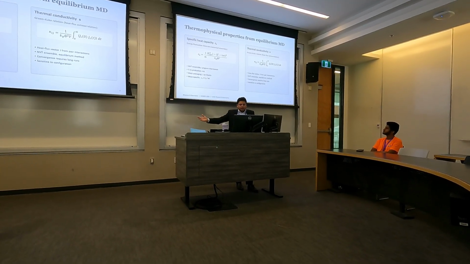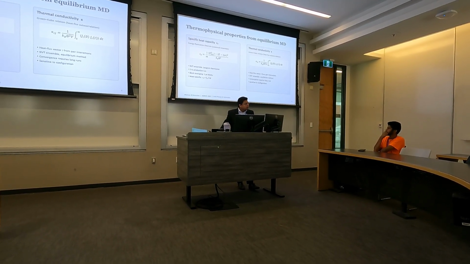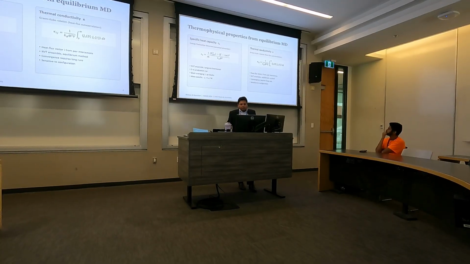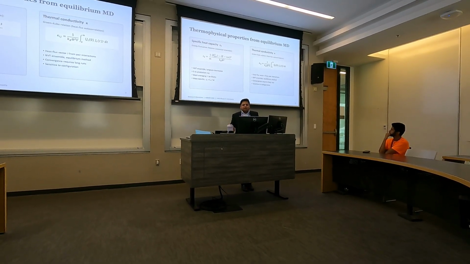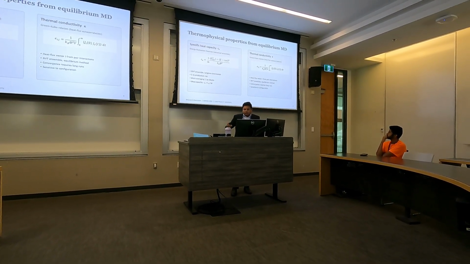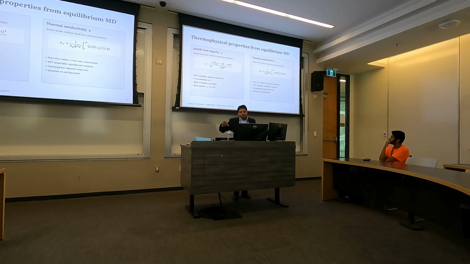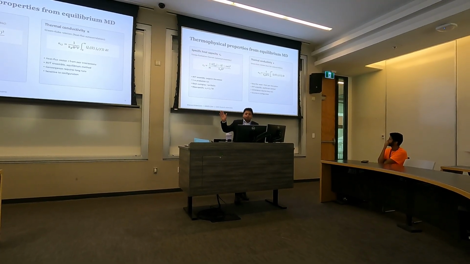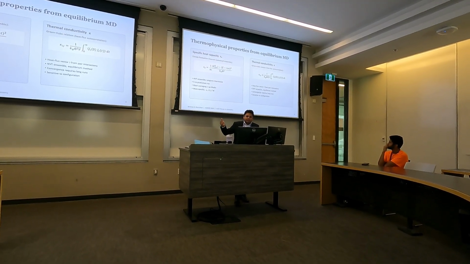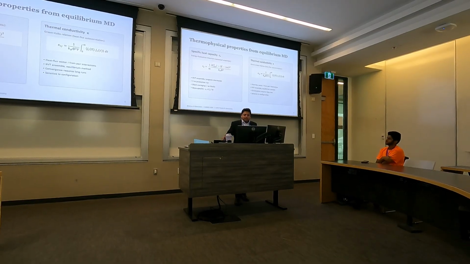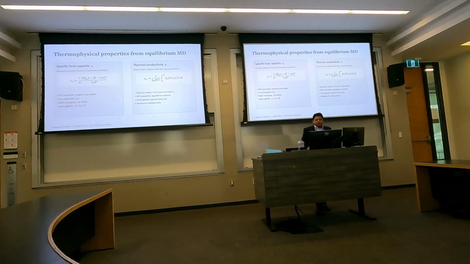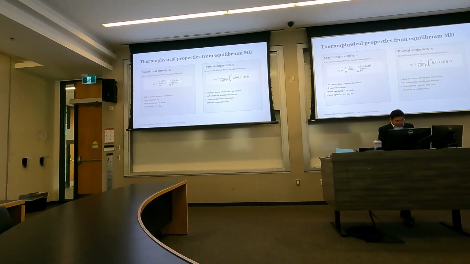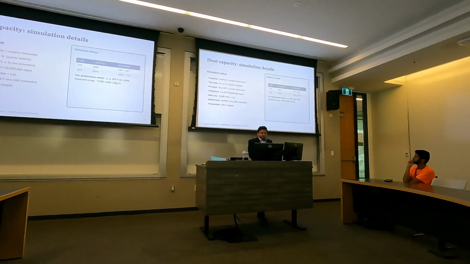And for the thermal conductivity, we use the Green-Kubo method, where we look at the heat flux autocorrelation function by equilibrating the system with the NVT ensemble. Both the systems are equilibrated with the NVT ensemble, and then when they converge, we look at the average value of the heat flux in this case.